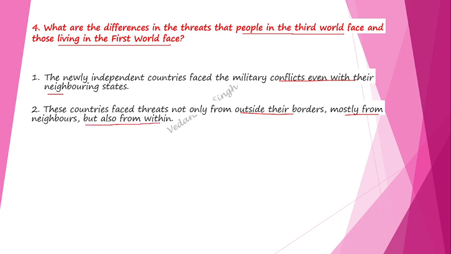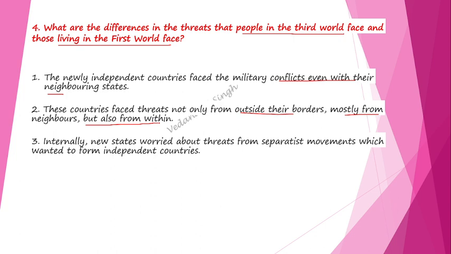Generally, what happens in the first world is they were getting threats only from the outside border, but at present the countries face threats from the neighbors also, along with threats from inside the country or state. And the third point is that internally, new states worry about threats from separatist movements which want to form a separate independent country. Generally, in a state there are so many separatists, they have different opinions, and they want to form a separate country within the country or state.